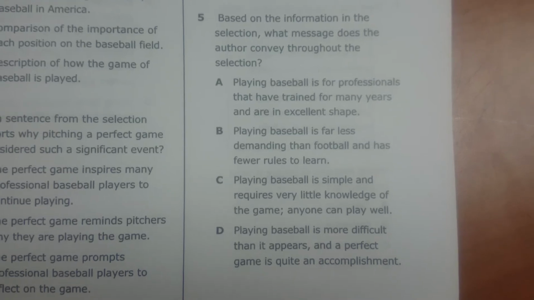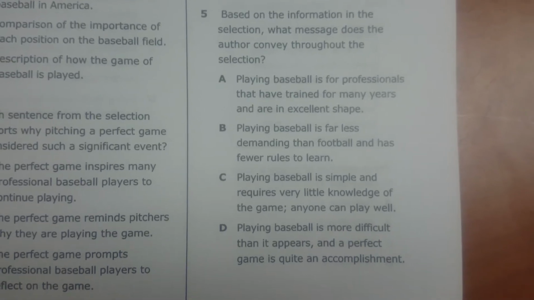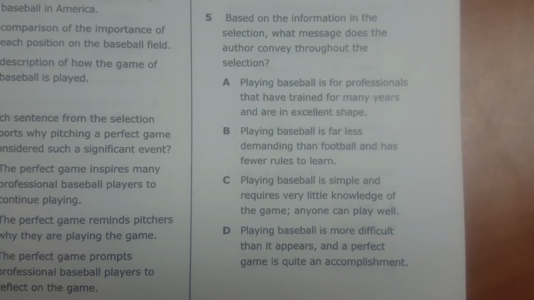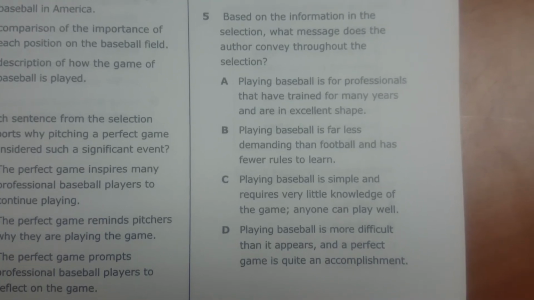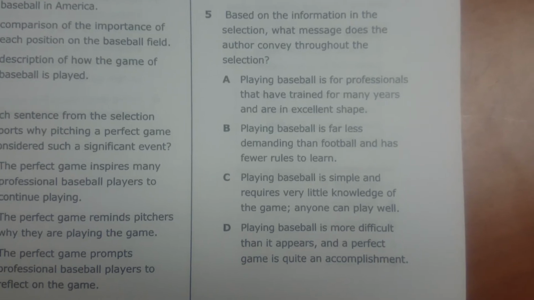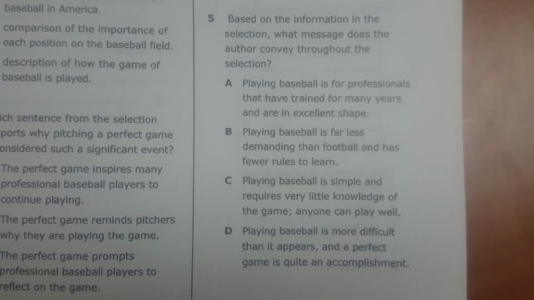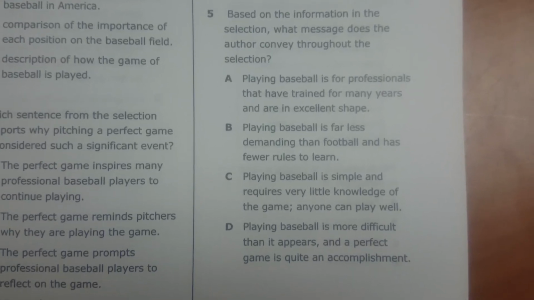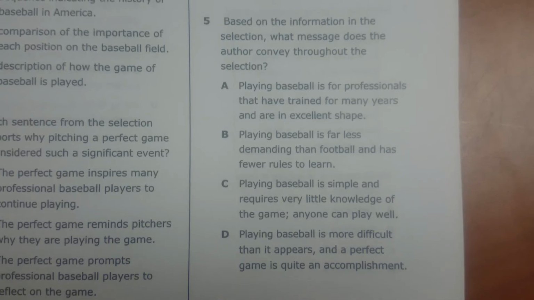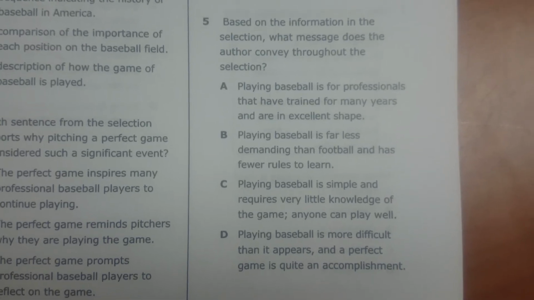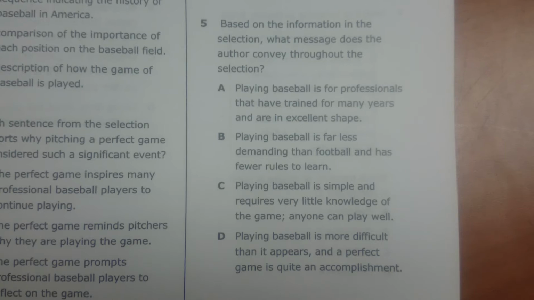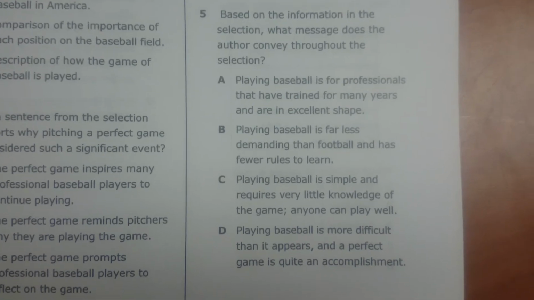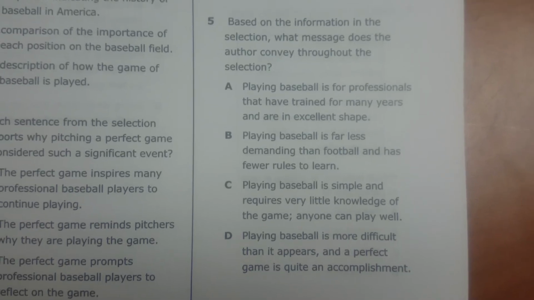Number 5. Based on the information in the selection, what message does the author convey throughout the selection? A. Playing baseball is for professionals that have trained for many years and are in excellent shape. B. Playing baseball is far less demanding than football and has fewer rules to learn. C. Playing baseball is simple and requires very little knowledge of the game. Anyone can play well. D. Playing baseball is more difficult than it appears, and a perfect game is quite an accomplishment.